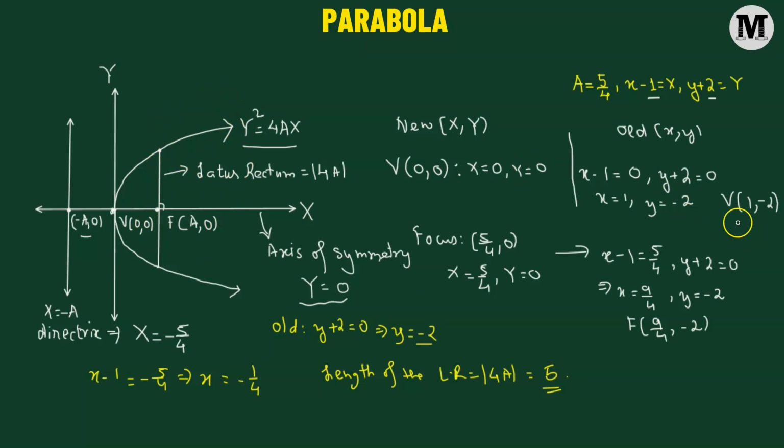So this is how we have successfully obtained the coordinates of the vertex of the parabola, that's at 1, -2. Coordinates of the focus is at 9/4, -2. The equation of the axis of symmetry line, that's y equals -2. Equation of the directrix is x equals -1/4. And then the length of the latus rectum will be 5 units.